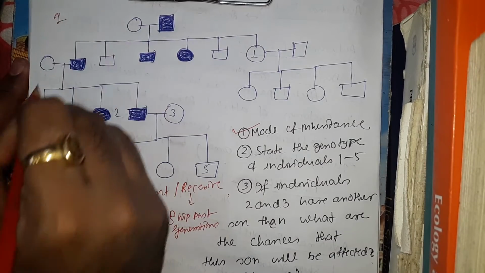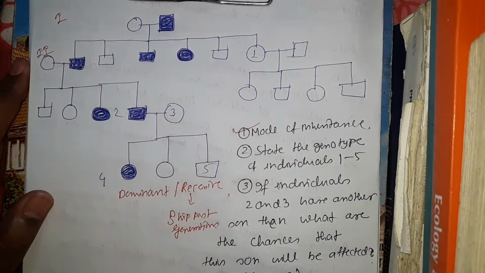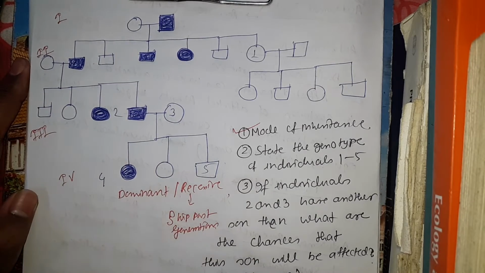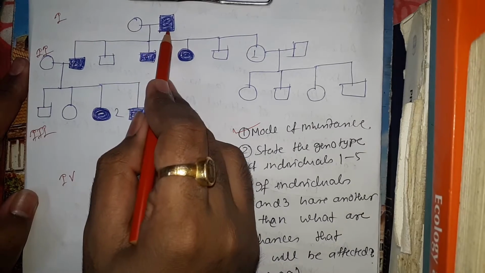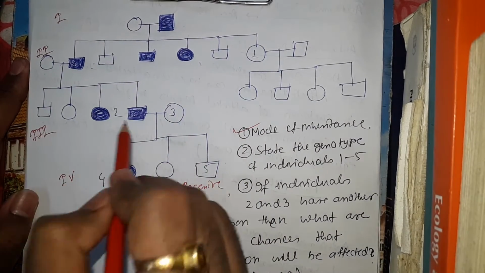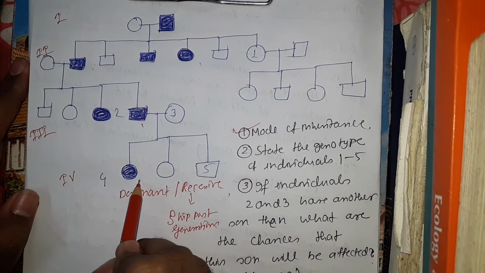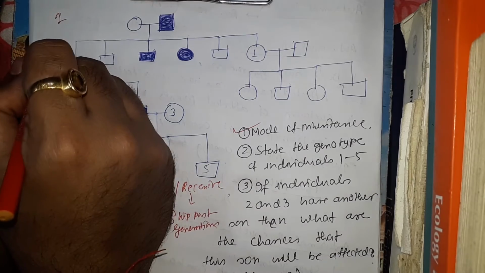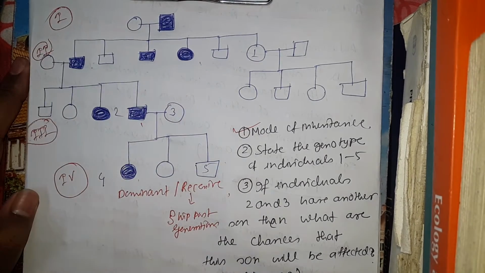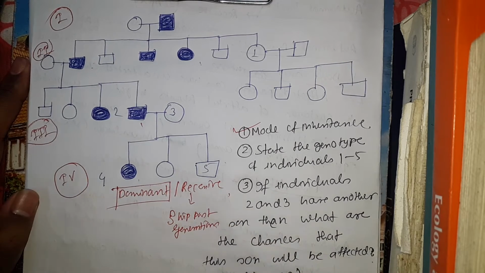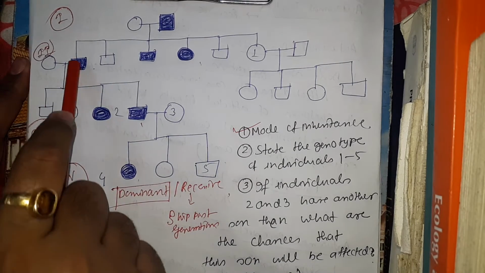This is our generation 1, this is generation 2, this is generation 3, and this one is generation 4. In generation 1 we have a diseased person, in generation 2 we have a diseased person, in generation 3 we have a diseased person, and in generation 4 we have a diseased person. So we can conclude that no matter whether it is autosomal or sex linked, it is definitely dominant. If it is recessive, then we will have some generation where you will not find any filled symbols.